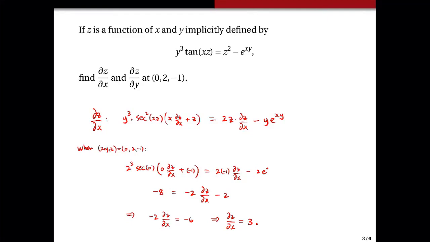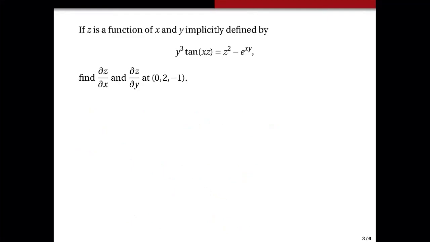Now, let's do partial z with respect to y. So we have partial z with respect to y. In here, we have this variable, and then we have the tangent here. So we apply product rule for this. Differentiating with respect to y, left derivative of right.